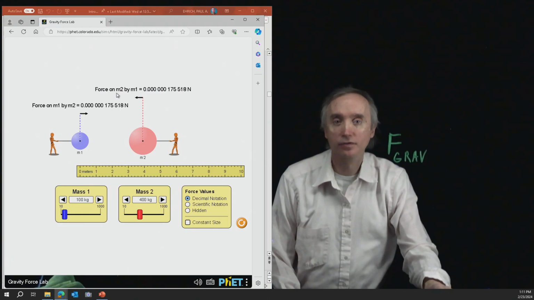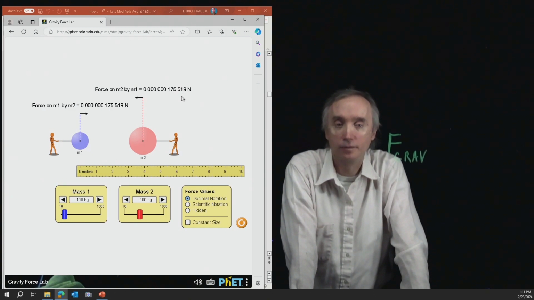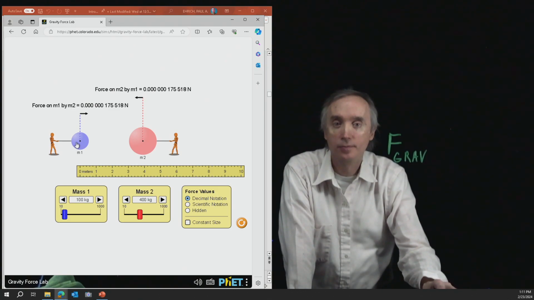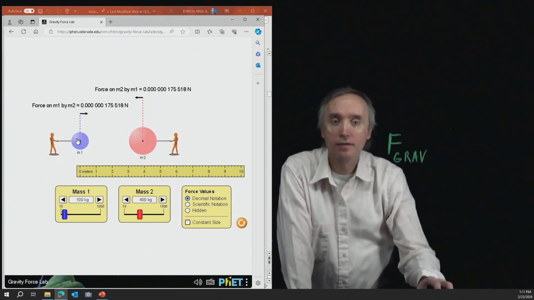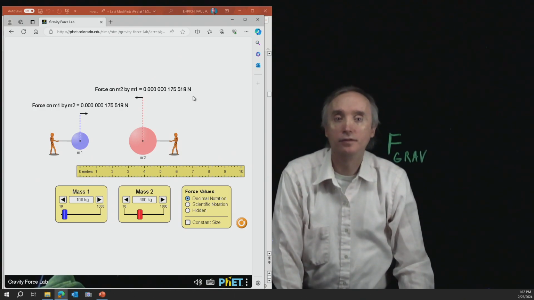Now up here is the force on mass number 2 caused by mass number 1, and over here is the force on mass number 1 caused by mass number 2. Do you notice that these two numbers are the same? That's because of Newton's third law of motion: for every action, there's an equal and opposite reaction. If the blue ball is pulling on the red one, then the red one is pulling on the blue one with exactly the same amount of force. Having said that, just ignore this number over here and concentrate on this number. That's going to be the force of gravity.